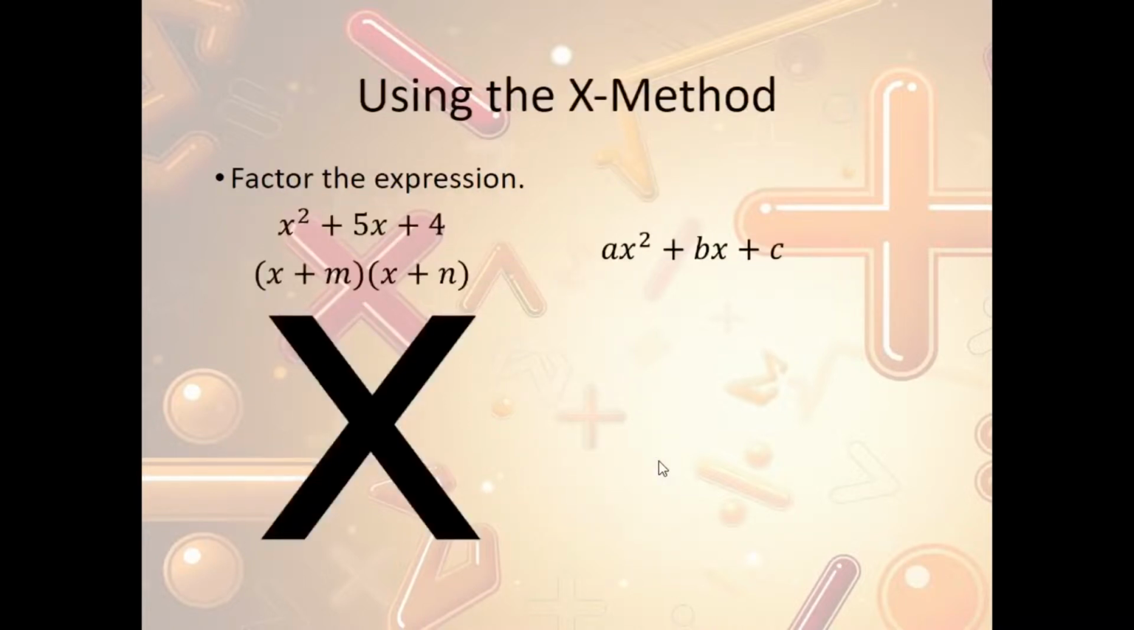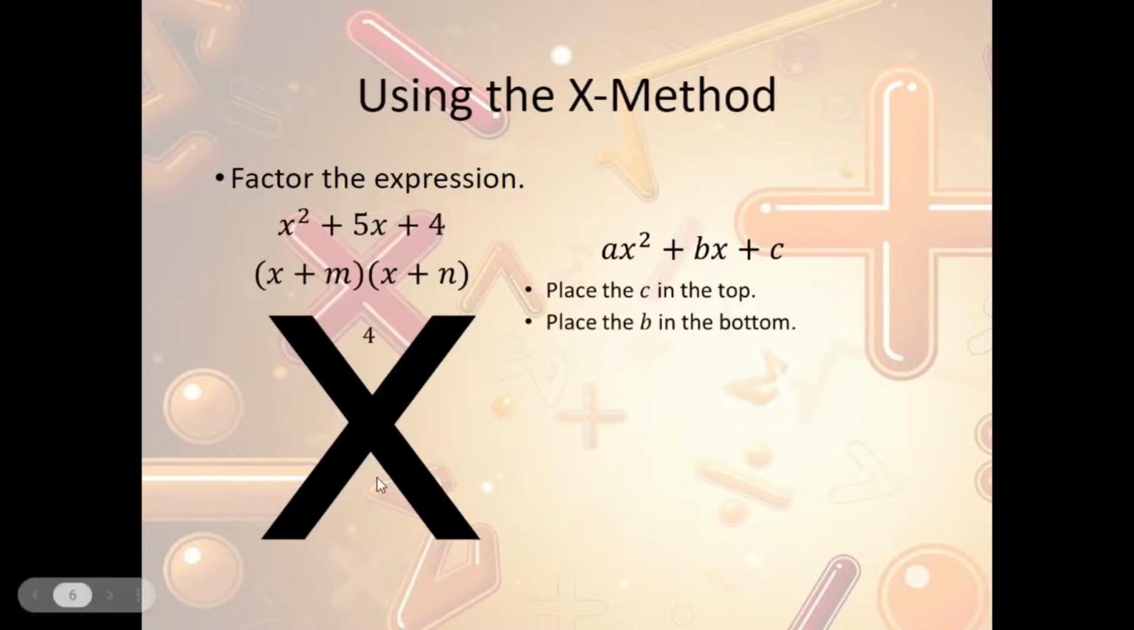And the way we do it is by using the x method. So we're looking at the same question, and here's what we do. We place c in the top. So c is 4, so this goes up here. Then we place b in the bottom. b is the middle number, so this goes here. Now we're going to write out the factors of c. So what are the factors of 4? Well, we have 1, 2, and 4. So those are my factors.